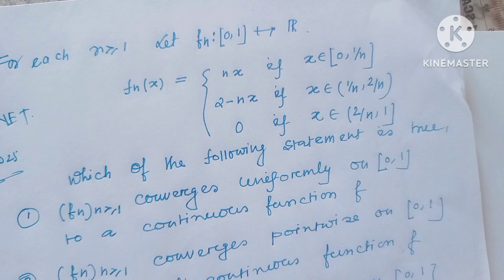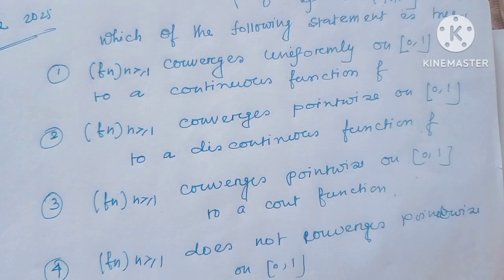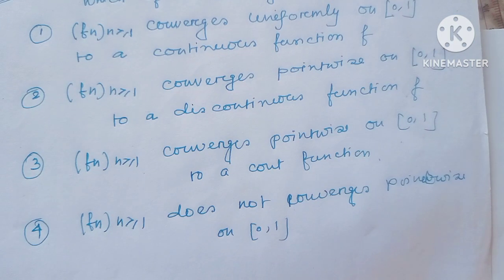Option 1, fn for n greater than or equal to 1 converges uniformly on the closed interval 0, 1 to a continuous function. Option 2, fn converges pointwise on the closed interval 0, 1 to a discontinuous function. Option 3, fn converges pointwise on the closed interval 0, 1 to a continuous function. And option 4, fn does not converge pointwise on the closed interval 0, 1.